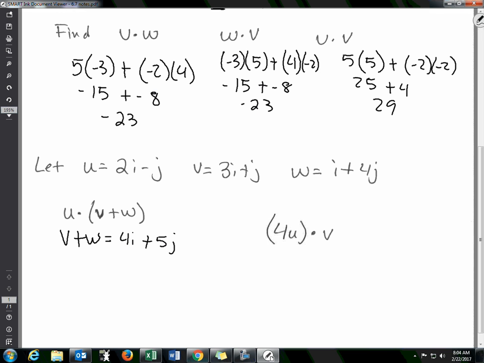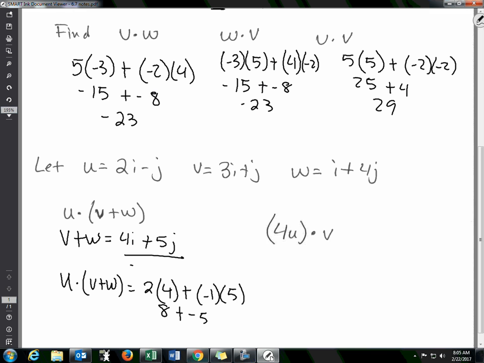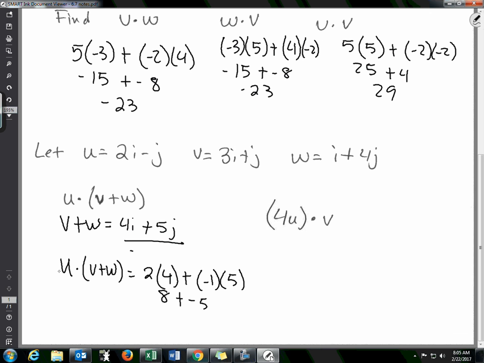Right, now I'm going to multiply u dot this sum right here. So u dot (v plus w) equals 2 times 4 plus negative 1 times 5. So 2 times 4 is 8, and then negative 1 times 5 is negative 5. So then 8 plus negative 5 is 3. So there you go.